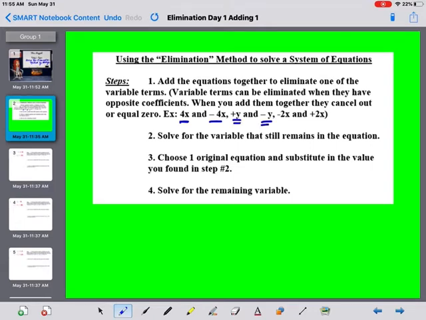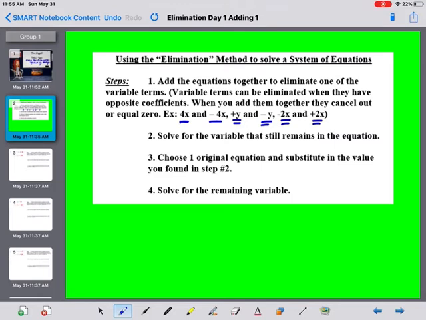If you have something like positive y and negative y, that also equals 0. And same thing for negative 2x and positive 2x. You'll see that once we get to the first problem. Once we add our equations together, we will now only be left with one variable.